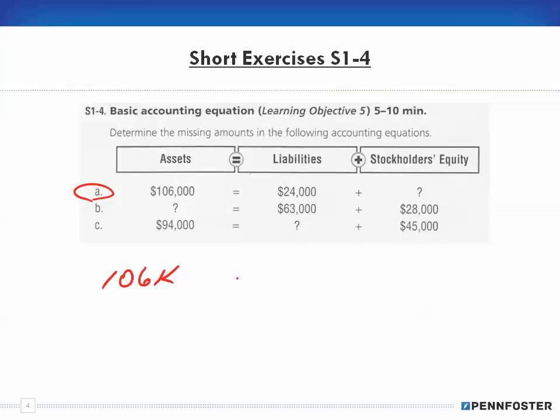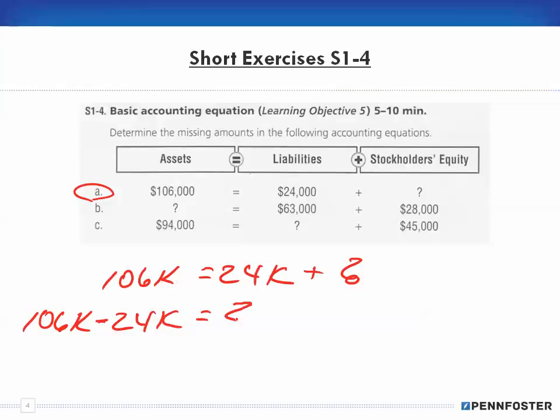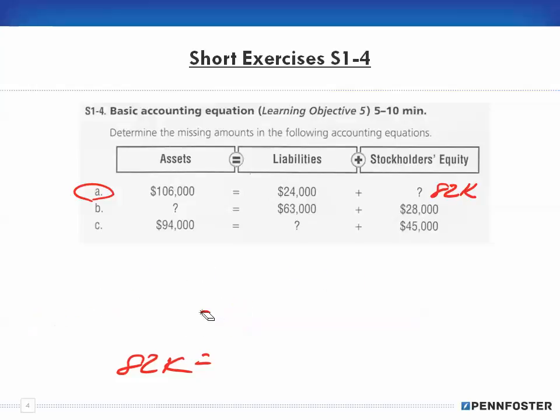So if I have 106 is equal to 24K, 24,000 plus what? Well, I'm going to move the 24 over. So I have 106, and since that's a positive 24, when it crosses the equal sign, it's a minus 24K equals what? And so 106 minus 24 is 82,000. So the answer to this is 82,000. Simple math. That's all this problem is. Yes, we're manipulating the accounting equation, but it's basically a math problem.